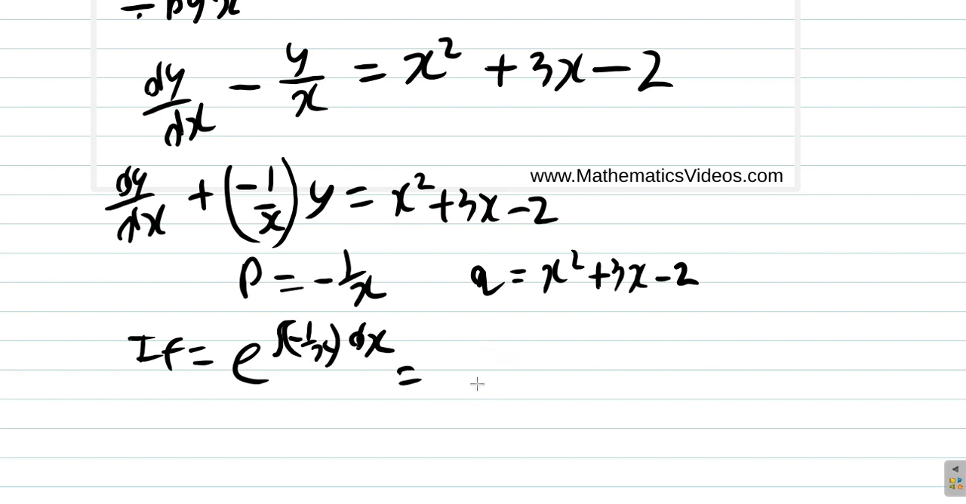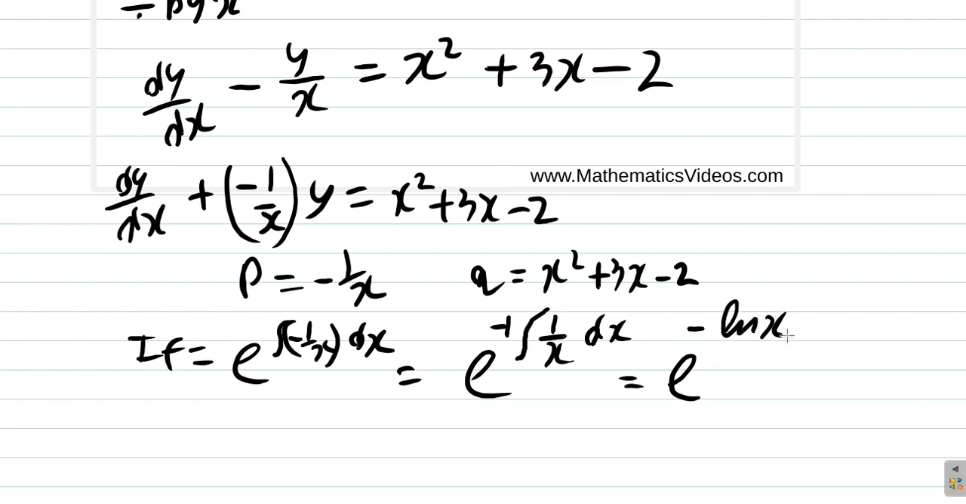Now let's rewrite it a bit. It would be e to the integral of, well, you have a negative there. So you can put the negative, it's like putting negative 1 outside the integral sign, and multiply it by the integral of 1 over x dx. Right? Now, what is the integral of 1 over x? It is ln x. So what we have is e to the negative ln x. Right? Of course, you have plus c.